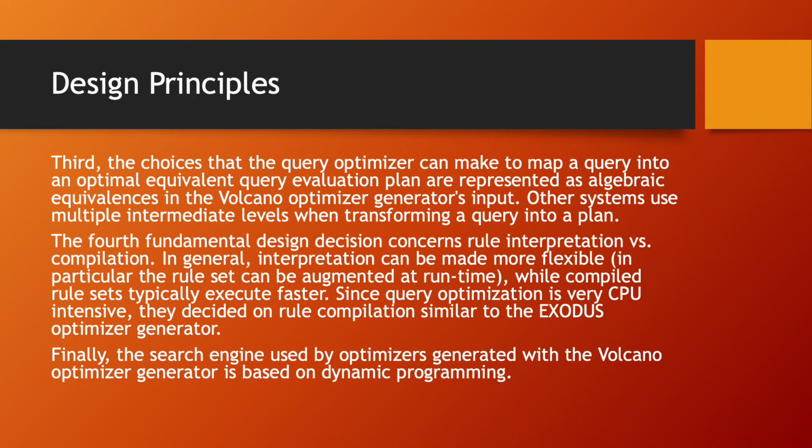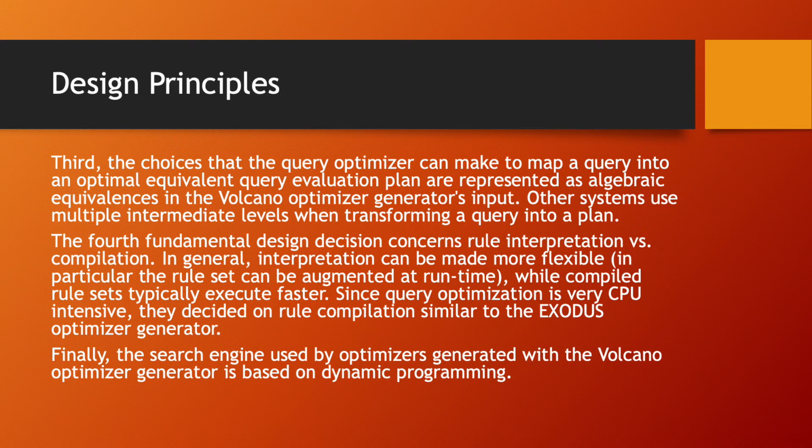Third, the choices that the query optimizer can make to map a query into an optimal equivalent query evaluation plan are represented as algebraic equivalences in the Volcano Optimizer Generator's input. Other systems use multiple intermediate levels while transforming a query into a plan.